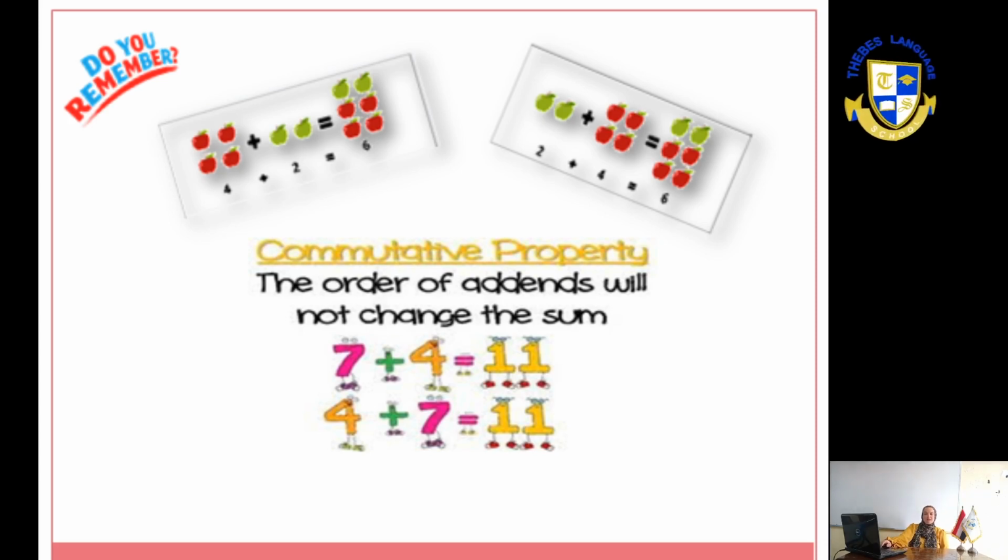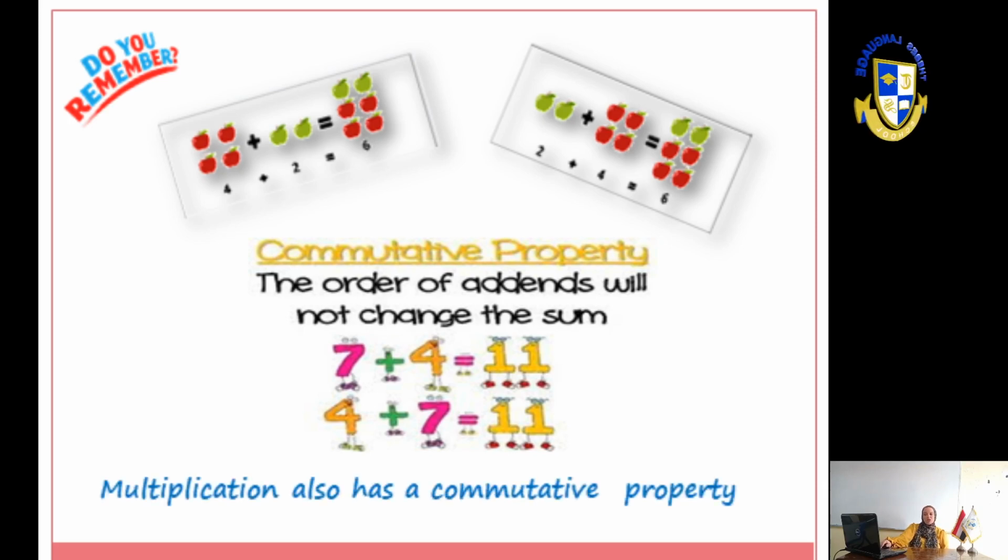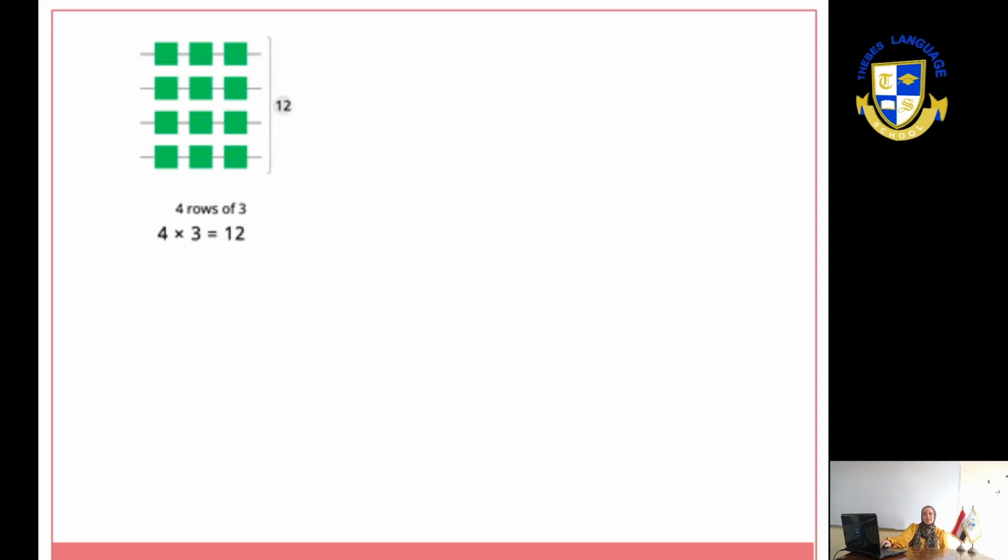If we say 7 plus 4, it will give us 11, or we can say 4 plus 7 and it will also give us 11. Multiplication also has a commutative property. Okay, now we look at the next page.